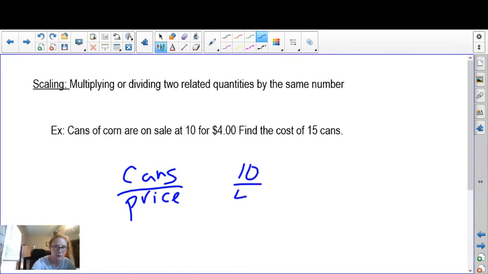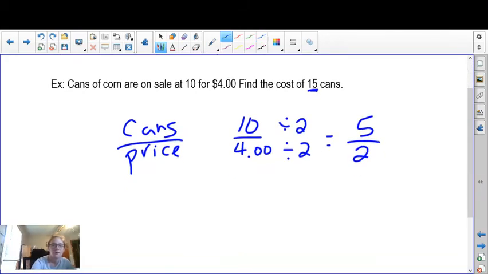10 for $4. Well, I can't turn 10 into 15. I can go 10, 20, 30, nope, I've already passed it. But I can reduce down by dividing both by 2 to start with, or at least getting close to. I know I can't take 10 divided by 4. But I can turn 5 cans into 15 cans. So I'm going to take that 5 cans for $2, and I'm going to multiply that by 3 because that's how I can get to that 15 cans.